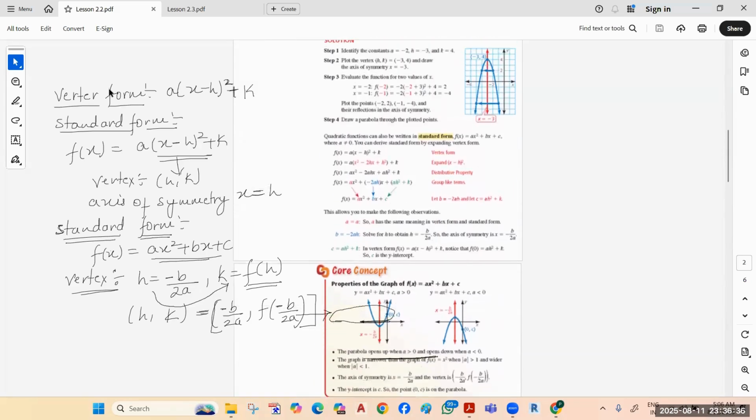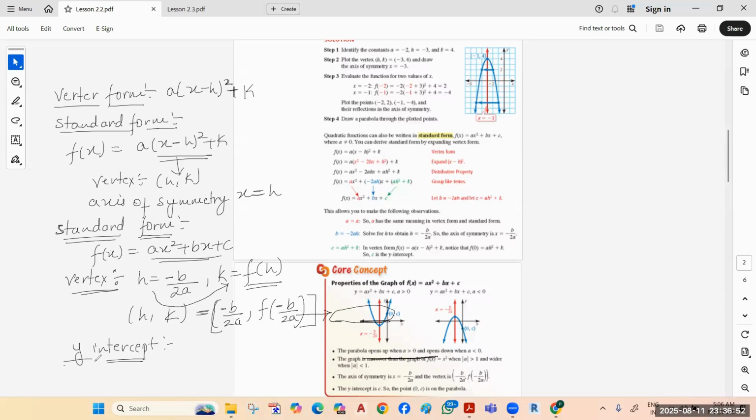Now tell me, when is the parabola opening up and down? Reflections. Okay, reflections, that's correct. But when is it opening up? How will you get to know? From what value you will get to know that it's opening up or down? If there's a negative a, then it's opening down. If there's not, then it's going up. Okay, opens up if it is positive a, opens down if it is negative a.